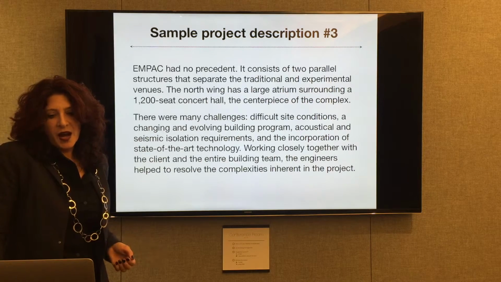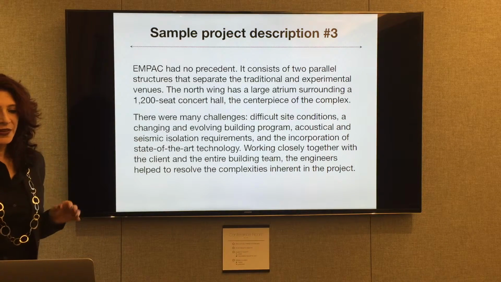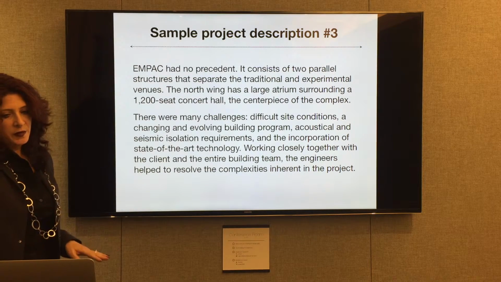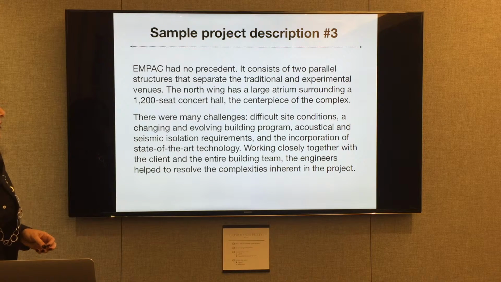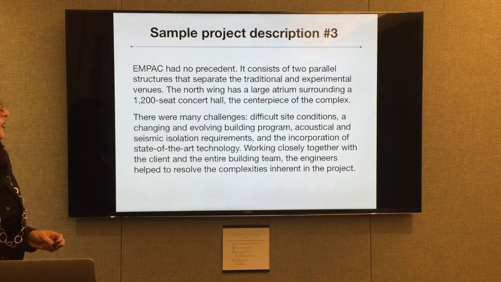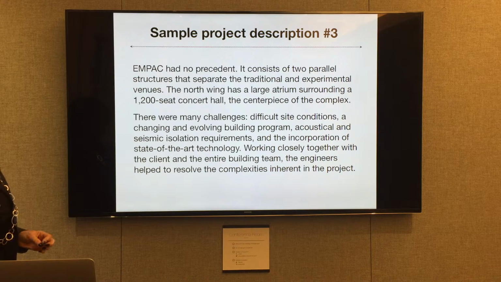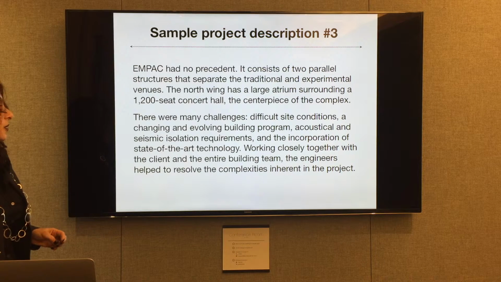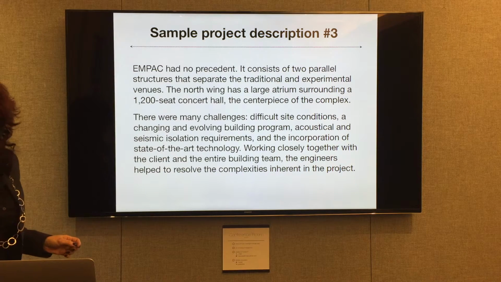So I'm going to give you now, now we've had those, an example that is a little bit more clear and gets to the point without being bogged down by so much jargon. MPAC had no precedent. It consists of 2 parallel structures that separate the traditional and experimental venues. The north wing has a large atrium surrounding a 1,200-seat concert hall, the centerpiece of the complex. There were many challenges: difficult site conditions, a changing and evolving building program, acoustical and seismic isolation requirements, and the incorporation of state-of-the-art technology. Working closely together with the client and the entire building team, the engineers helped to resolve the complexities inherent in the project.